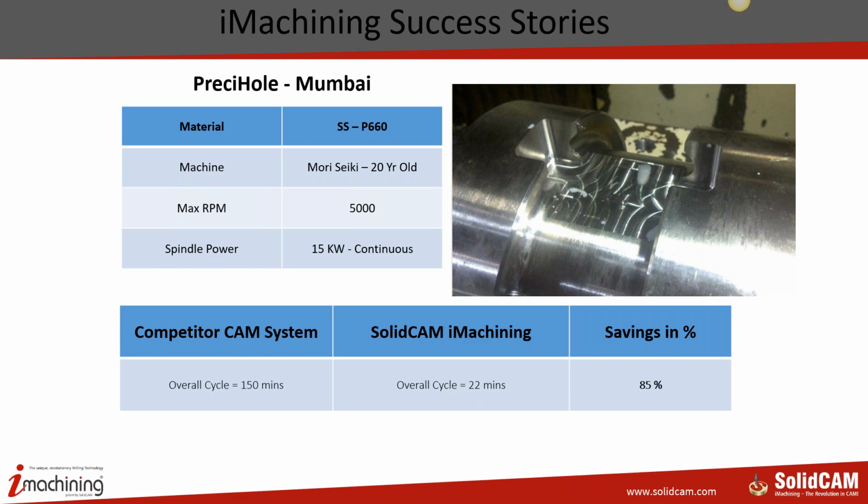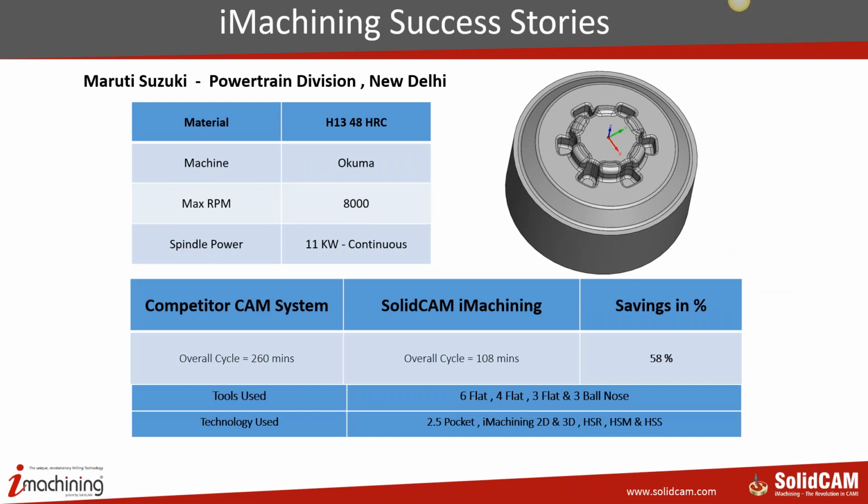Only iMachining was introduced. Maruti Suzuki powertrain division, on an H13, 48 HRC, Okuma, 11 kilowatts. Overall cycle time from 260 minutes down to 108 minutes. The maximum machining here was done with a three flute flat end mill. So you can imagine the kind of cycle time reductions they would have got with a small tool.